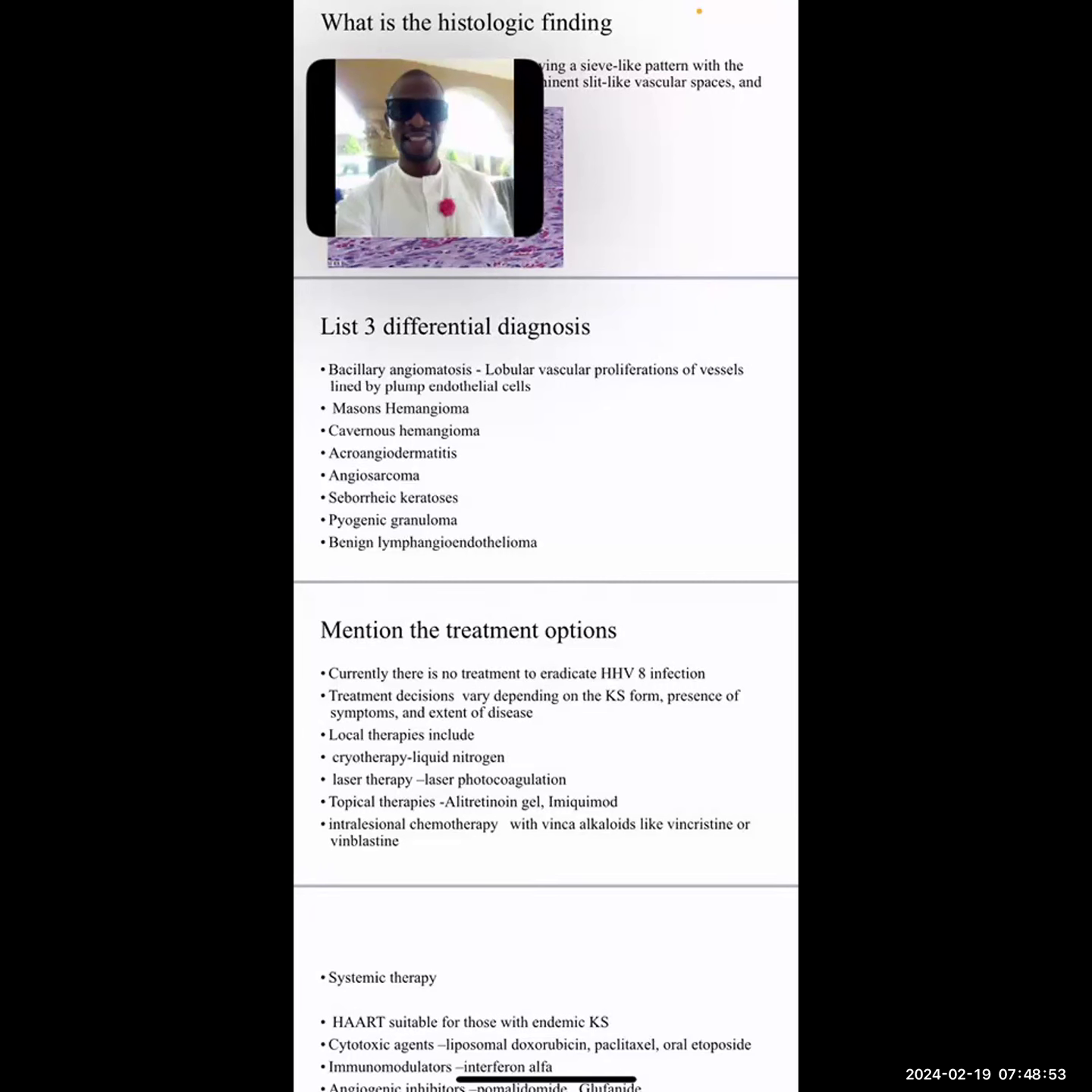I think there's the AIDS clinical trial group, ACTG, that put up a staging system, but that's the one I know. I don't know if there's any other one. Those stages are what I know: the patch stage, the plaque stage, the nodule stage.